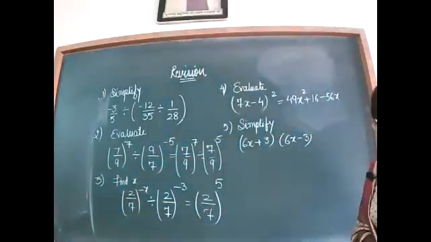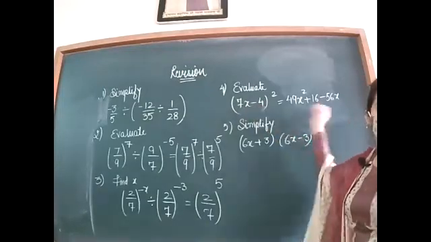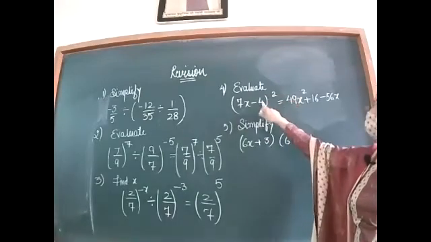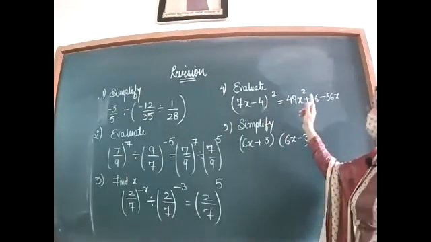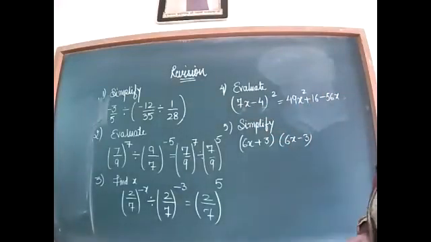A square plus b square minus 2ab. Solve. 7x whole square is 49x square. 4 ka square is 16, minus 2ab. Minus 2 into a into b will give you minus 56x.